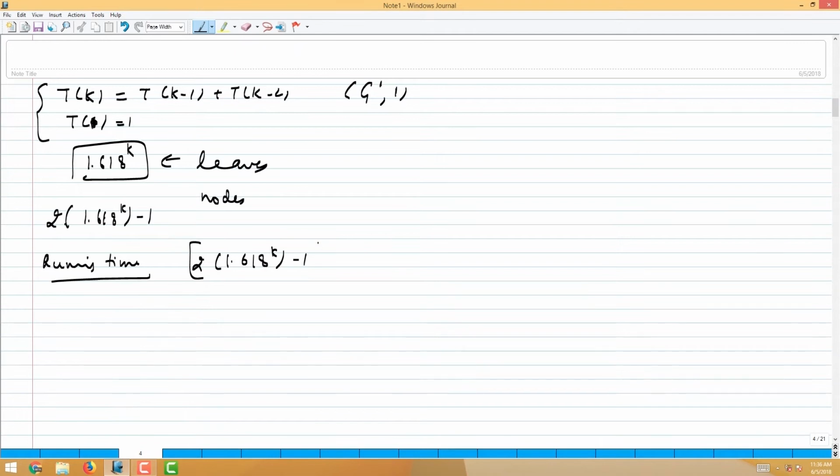times the time taken at each node, which is some polynomial. Of course, as in homework, you can try to see what this polynomial is. We are doing simple things, like checking if the graph is an independent set and so on. Most of these procedures are linear time procedures, so it will actually be times n, but I'll leave that as an exercise. All these constants can go into this term, and this is actually a 1.618 to the k times poly(n) algorithm.